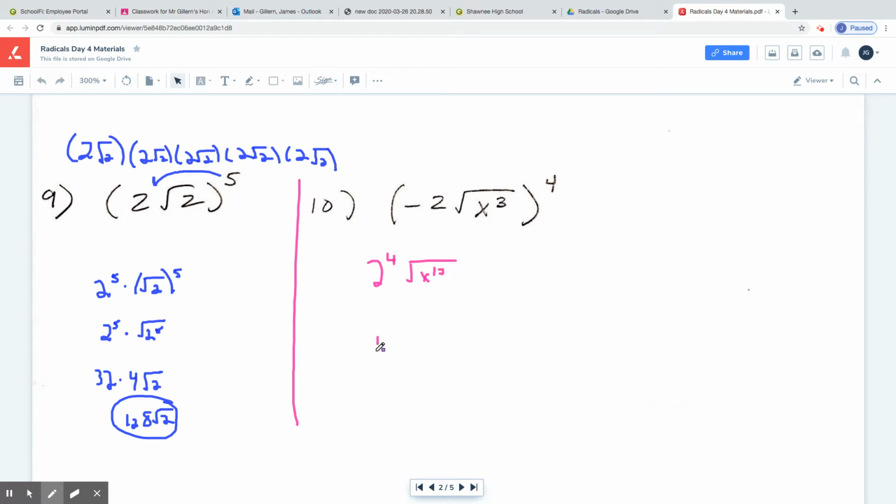So 2 to the 4th is 16. What's the square root of x to the 12th? Well, 2 goes into 12 how many times? 6 times with none left over. So there's nothing left in the radical. So it is 16x to the 6th. All right, and that's it for division.